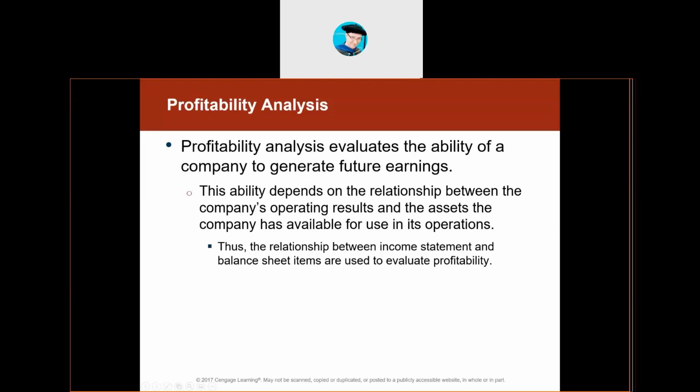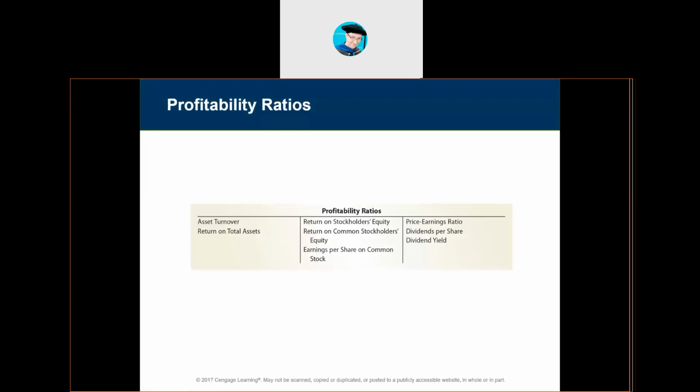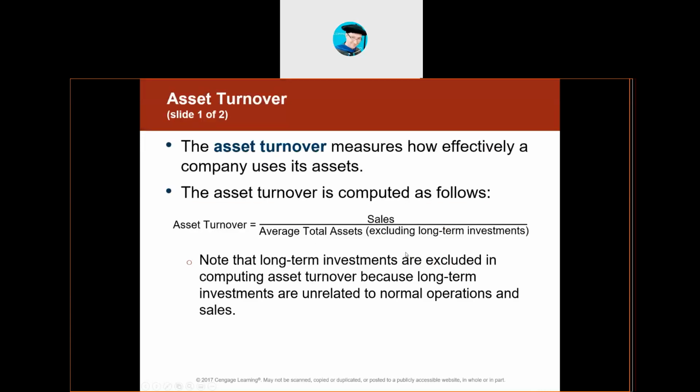And of course, we want to figure out, is the company profitable? What is the company's ability to be profitable? And to do that, we calculate a couple of ratios. Asset turnover ratio, return on total sales, return on total assets ratio, return on stockholders' equity, return on common stockholders' equity, earnings per share, price earnings ratio, dividends per share ratio, and the dividend yield ratio.